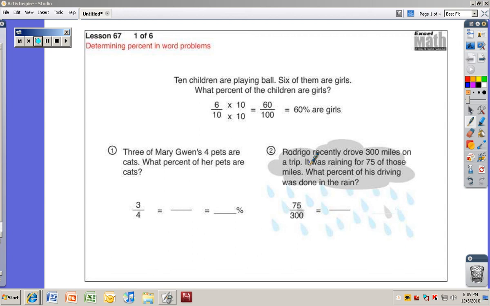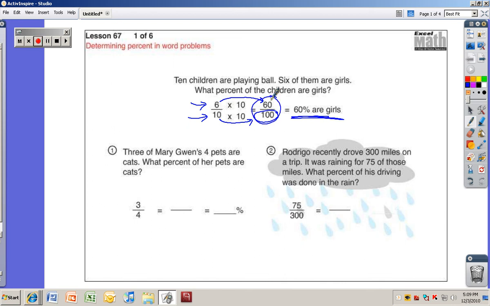10 children are playing ball. 6 of them are girls. What percent of the children are girls? Okay, so if 10 children are playing and 6 of them are girls, that's 6 out of 10, and to change that into a percent, it has to be out of 100. So 6 times 10 is 60 because 10 times 10 is 100. So 60% or 60 out of 100 are girls.